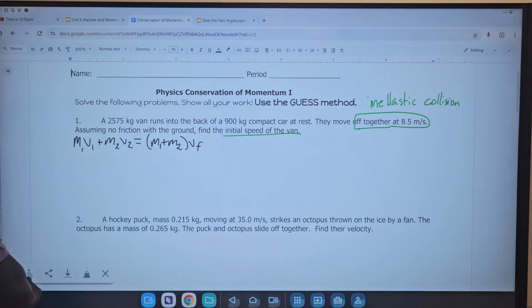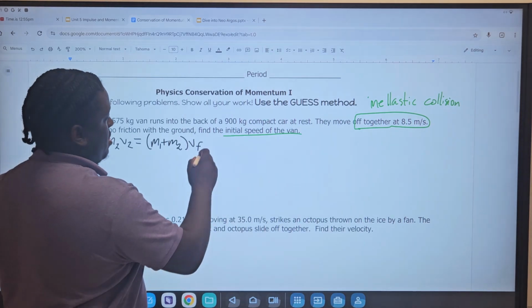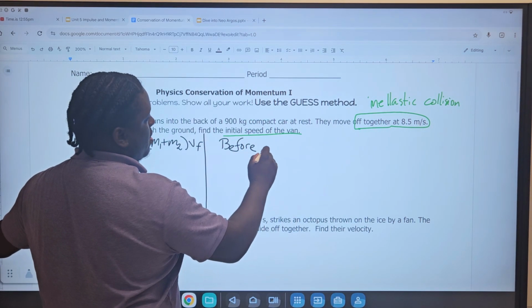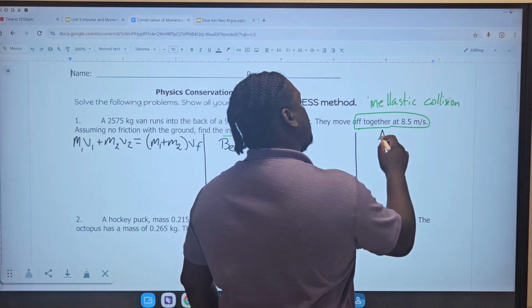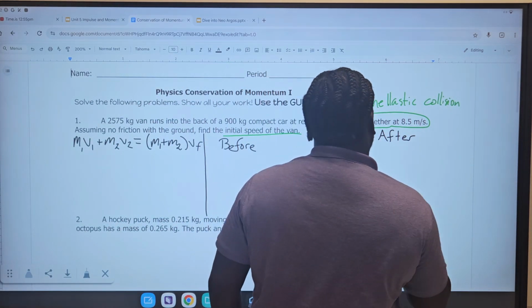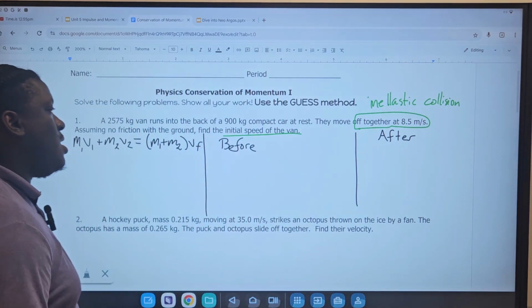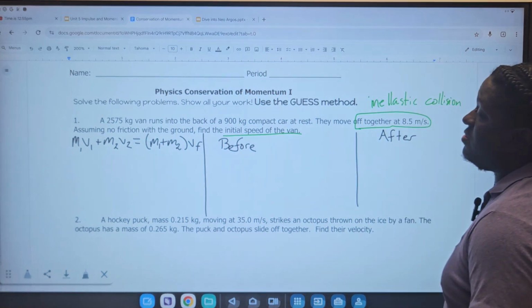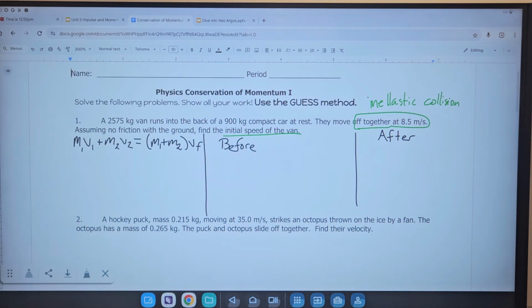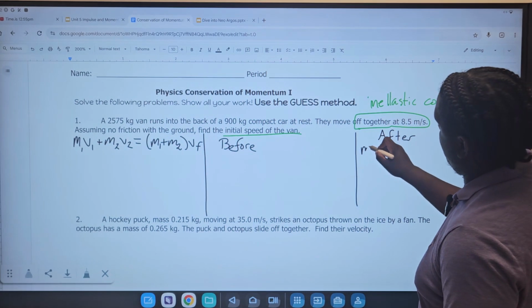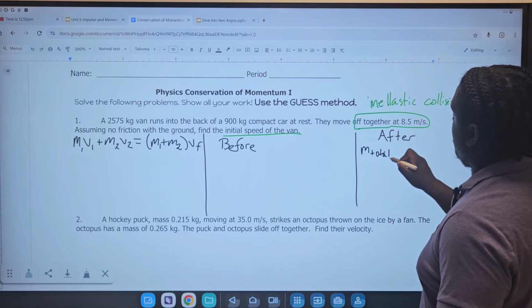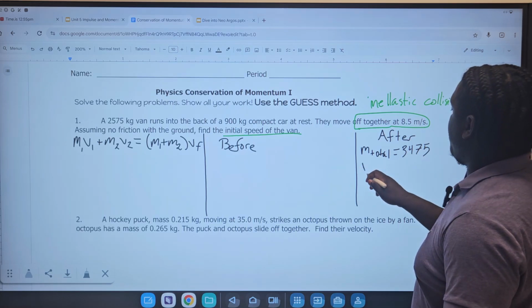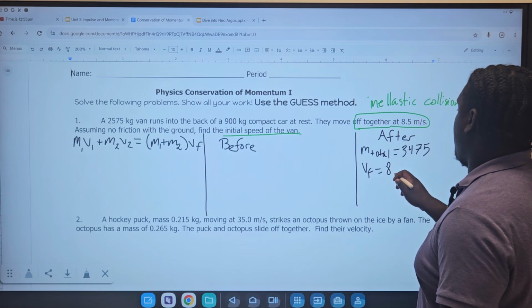Well, then we want to break our question into two parts: before the collision and after the collision. And after the collision, we know a couple things. They move off together, so their masses should combine. That gives you 3,475. So the total mass is 3,475. The final velocity is 8.5.